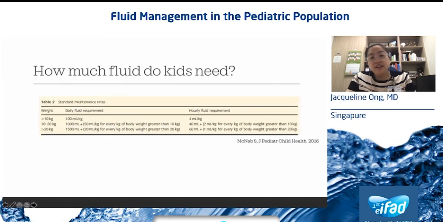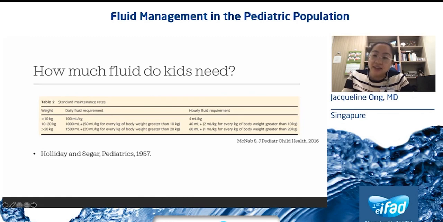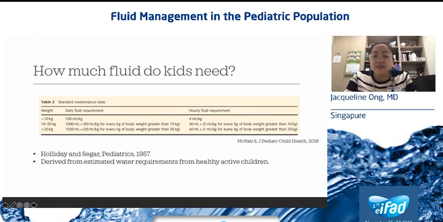Now, how much fluid do kids really need? What you're seeing here is a table which really has shaped how we give fluids in kids, and it's pretty universally used in many centers around the world. This was really formulated by a landmark paper by Holliday and Segar in the 1950s. It was published in Pediatrics. It's really derived from estimated water requirements from healthy, active children.